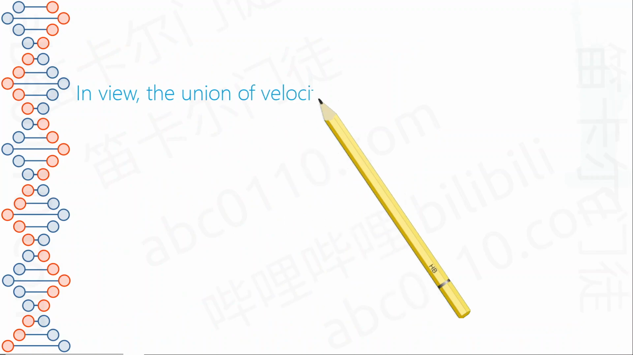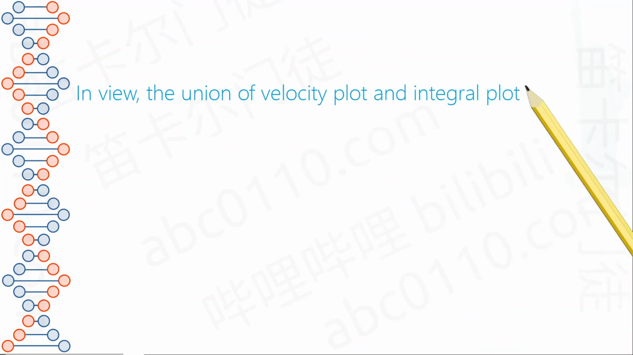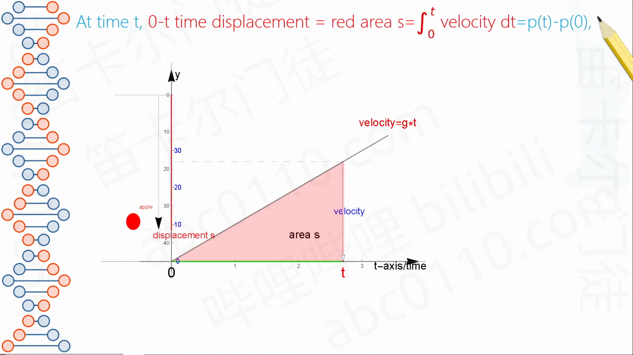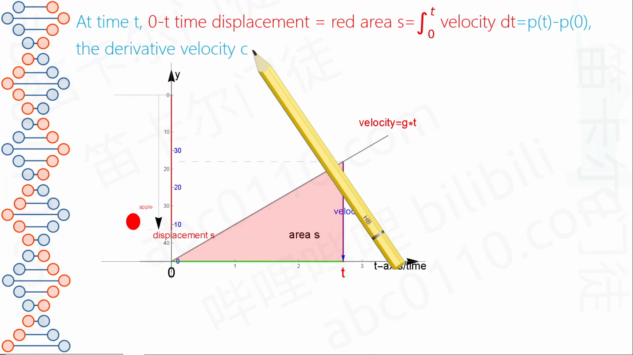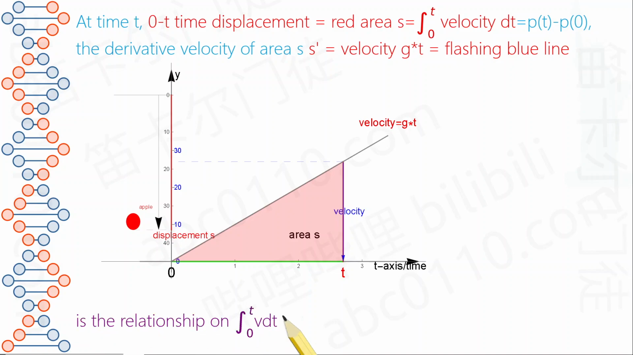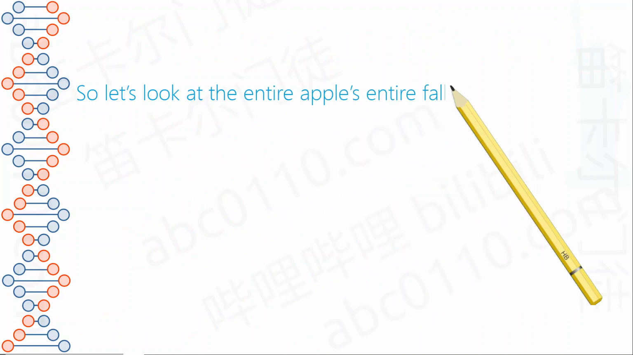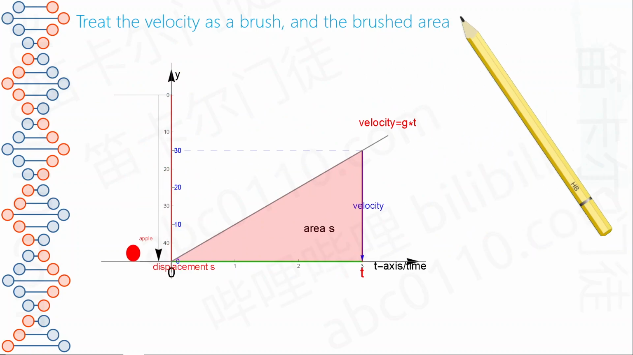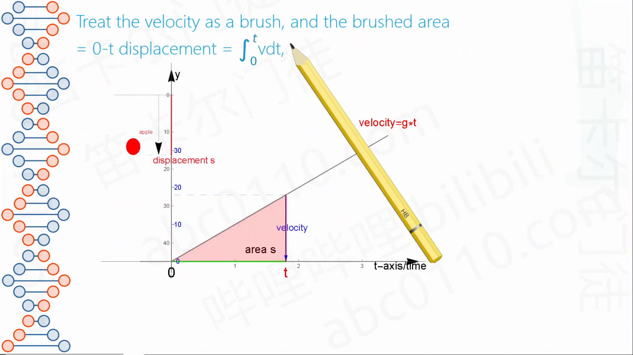In view, the union of the velocity plot and the integral plot. At time t, the 0 to t displacement equals the red area, equals the integral from 0 to t of velocity dt, equals p(t) minus p(0). The derivative of the area S equals the velocity, g multiplied by t, which is the flashing blue line, the relationship on the integral from 0 to t of v. So let us look at the entire falling process. Treat the velocity as a brush, and the brushed area equals the 0 to t displacement, equals the integral from 0 to t of v.